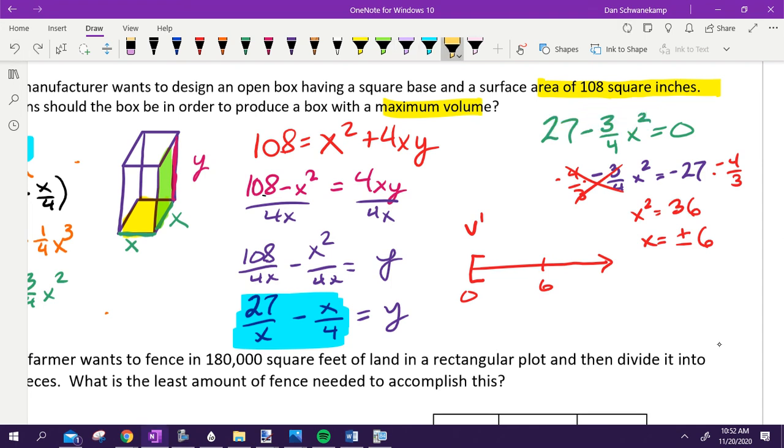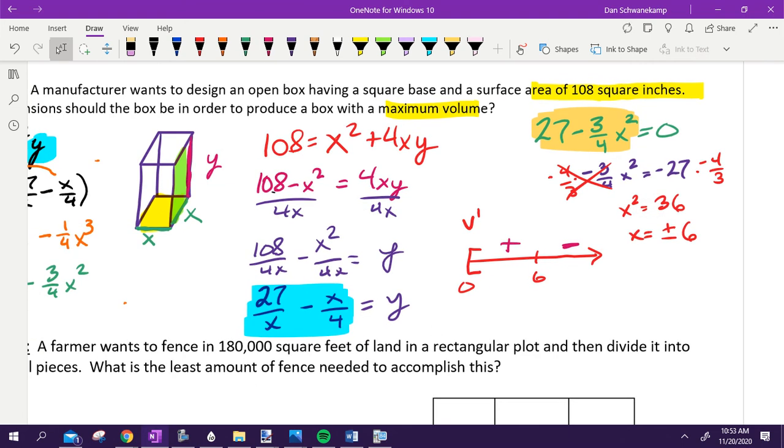If I plug in a number like 1, it's going to be positive. If I plug in a number like 8, it's going to be negative. If I change from positive to negative, is x going to be 6? Or I'm sorry, is that going to be a maximum? That's a max. And so what we figured out is x is going to be 6.